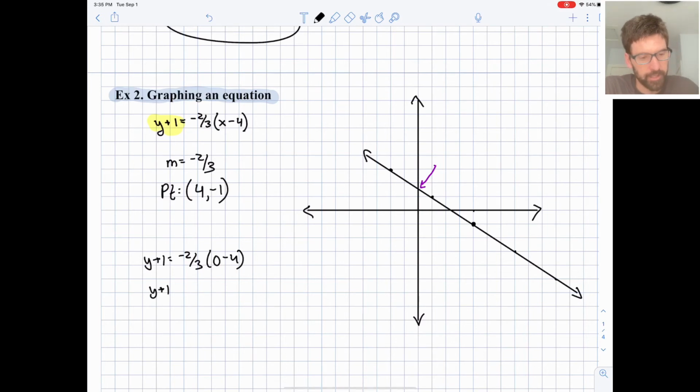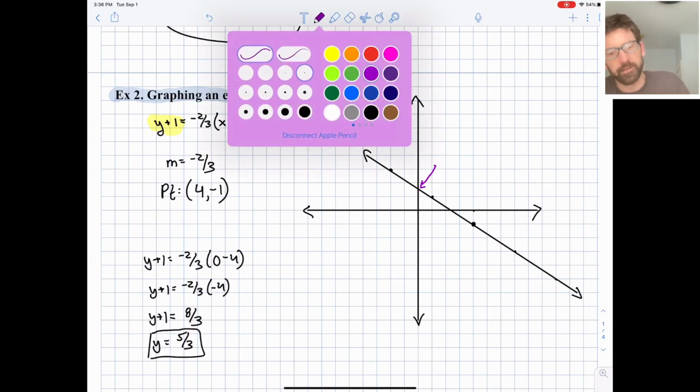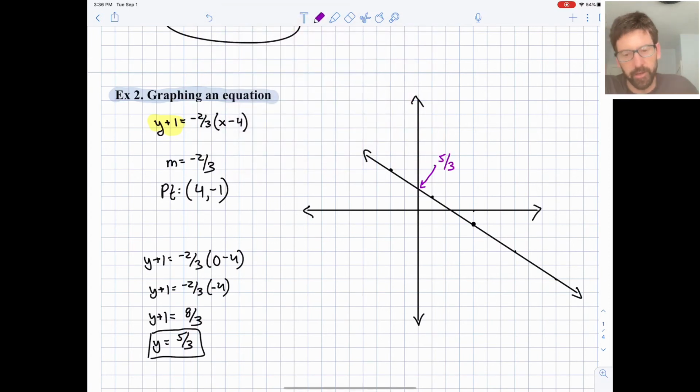Let's actually finish it. Negative 2/3 times a negative 4. y plus 1 equals 8/3. Subtract 1 from both sides. y equals 5/3. Okay, so that y-intercept is 5/3. So it looks like my graph might be a tiny bit off there, but not too bad. Okay, so that's one of the biggest drawbacks of point-slope form: difficulty in finding the y-intercept.